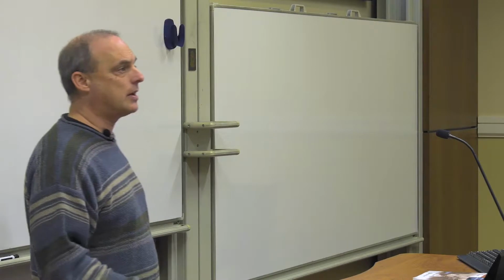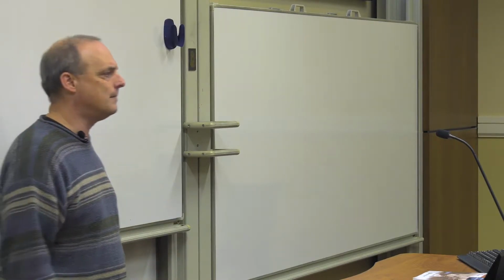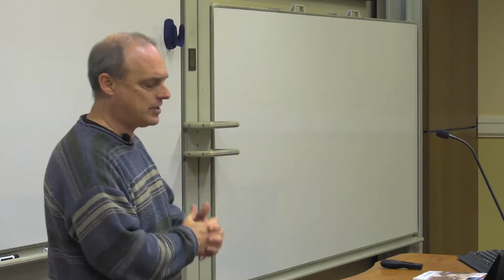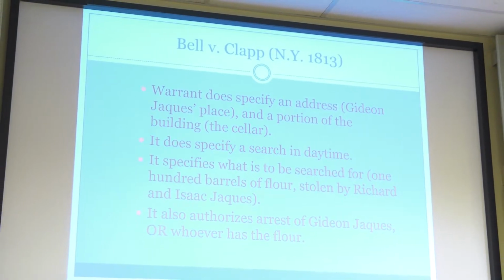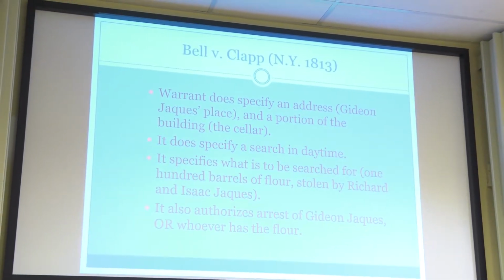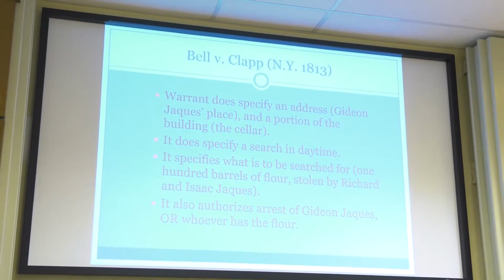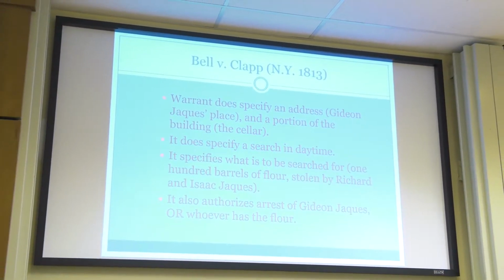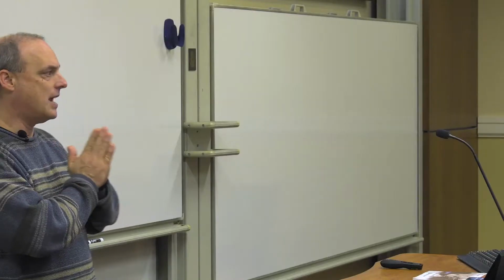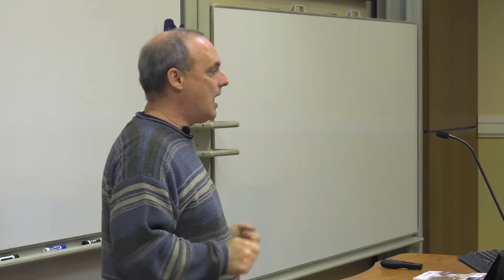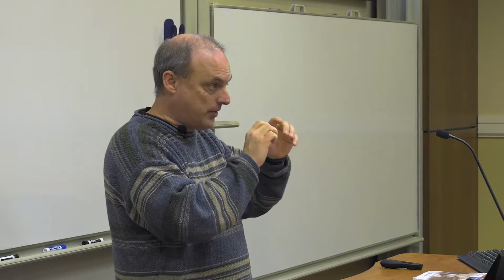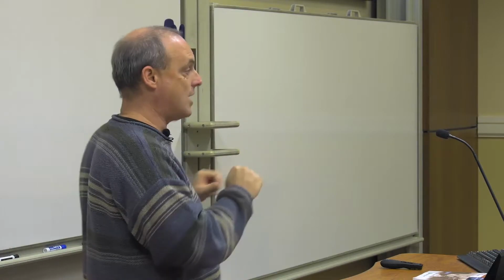We're focusing in particular on the particularity requirement. And we've got here an example from New York in 1813, Bell versus Clapp, a famous old case. We're going to look at two old cases, one where there was enough particularity and another where there was not. In this case, we've got a warrant that does specify a particular address. It says you're supposed to go to Gideon Jacques' place, and it even specifies a portion of the building. You're supposed to go to the cellar of Gideon Jacques' place.